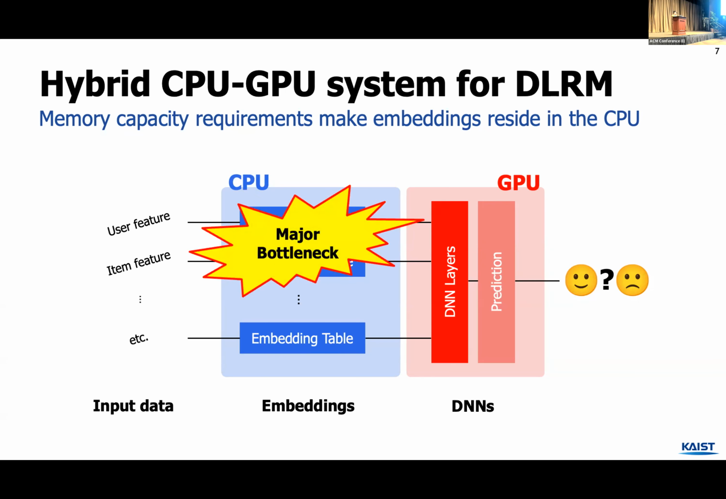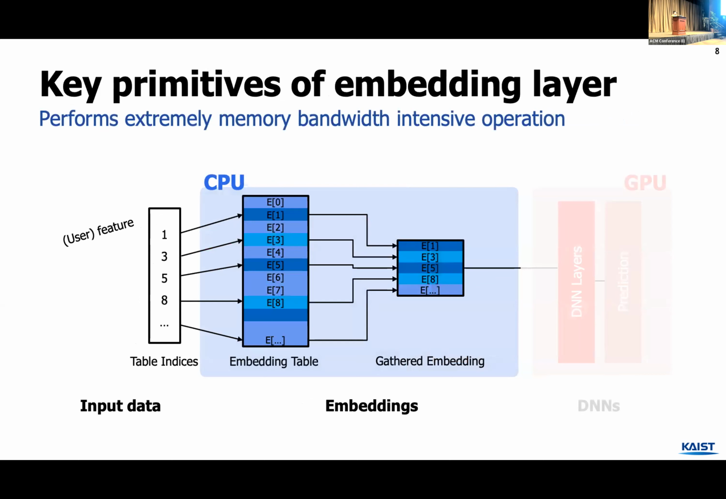In this approach, the CPU embedding part becomes a major system bottleneck. This is because the key primitives of embedding layers are highly bandwidth-intensive operations, while CPU memory provides much lower bandwidth compared to the throughput-optimized GPU memory. This figure shows what exactly happens in the embedding layer. The input data is the embedding table indices we want to gather from the large embedding table. The embedding layer is just doing a simple vector gather operation that copies embedding entries into a contiguous memory address space, which is an extremely memory bandwidth-intensive operation that GPUs are good at.